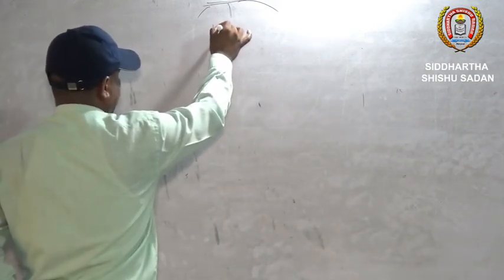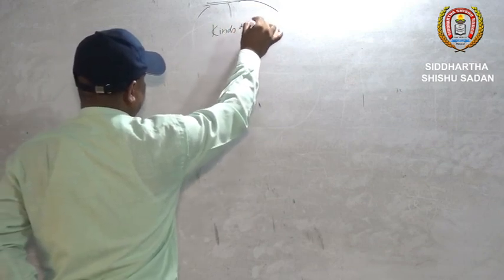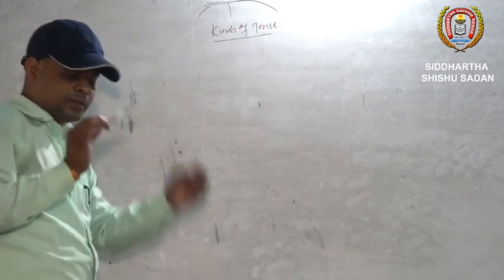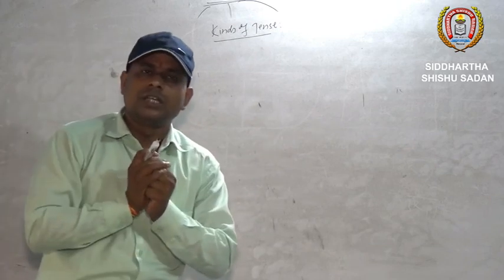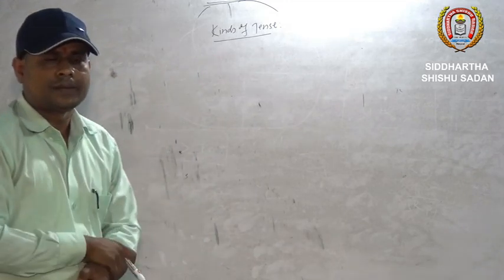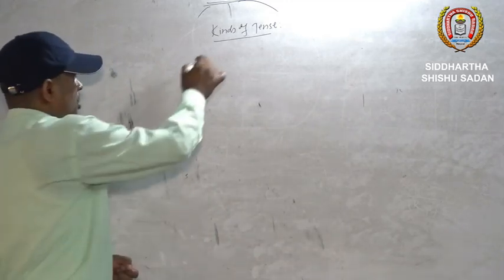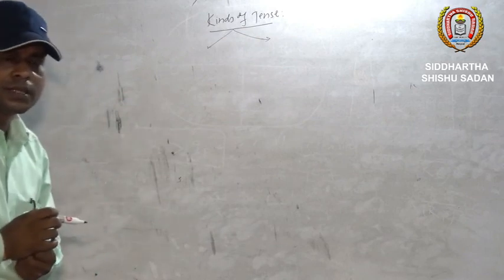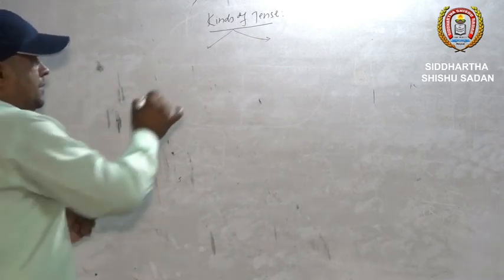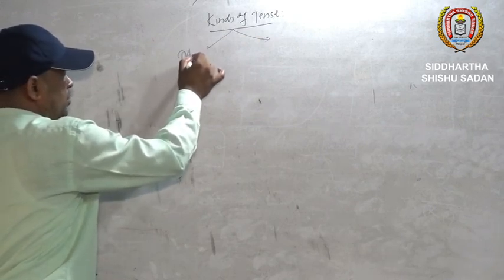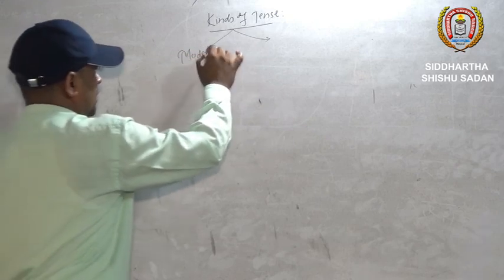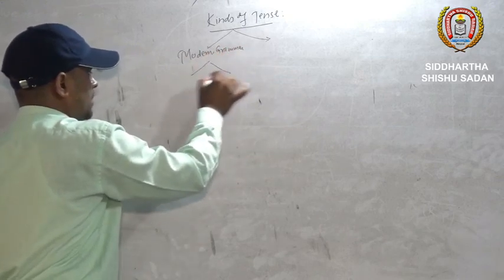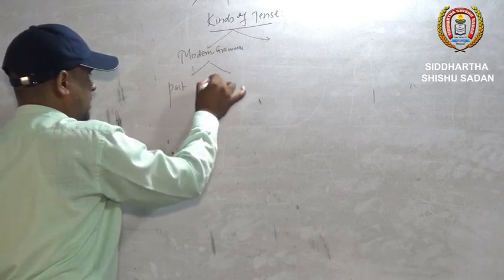Kinds of tense. Types of tense. Dear students, there are two approaches regarding its types, regarding its kinds. If on the basis of modern grammar and grammarians, tense is only of two types according to the modern approach. Tense is of two types: past tense and present tense.